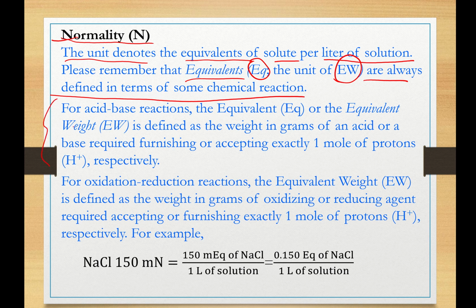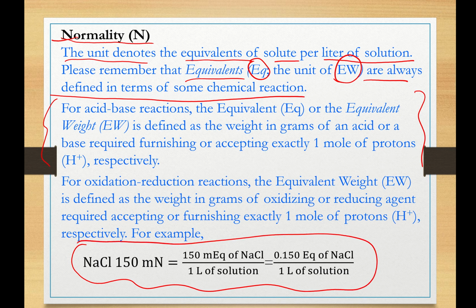For acid-base reactions, the equivalent, or the equivalent weight or gram equivalent weight, is defined as the weight in grams of an acid or a base required to furnish or accept exactly 1 mole of protons, respectively. So here I have an example. Sodium chloride 150 milli normal is 150 milliequivalents of sodium chloride over 1 liter of solution. Okay, so this is very useful here.